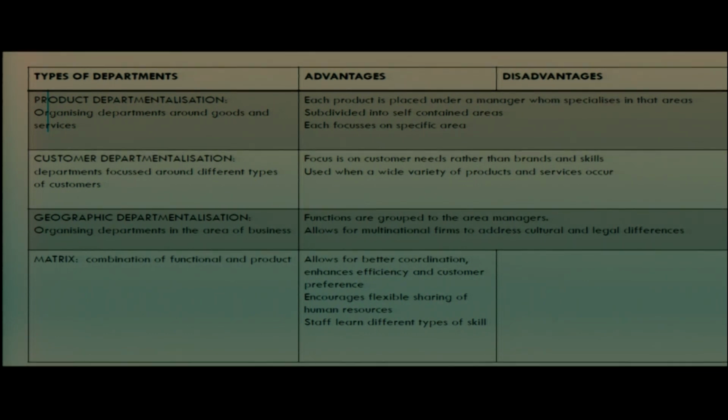Geographic departmentalization. Organizing departments in the area of business. Functions are grouped to the area managers. Allows for multinational firms to address cultural and legal differences. Matrix. Combination of functional and product. Allows for better coordination, enhances efficiency and customer preference. Encourages flexibility, sharing of human resources. Staff learn different types of skills.